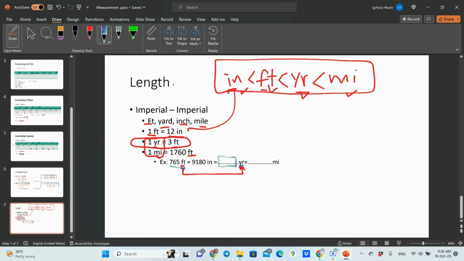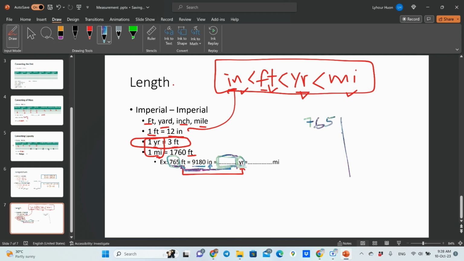If we multiply, the number becomes bigger. If we divide, the number becomes smaller. So what I mean to say is: bigger units, smaller quantity. When we convert from a bigger unit to a smaller unit, look at 765 and 9,180: bigger units, smaller quantities. Now, when we convert from feet to yards, yard is the bigger unit, so it should be a smaller quantity, and to find the smaller quantity, we divide.